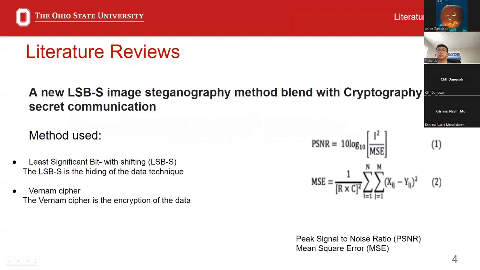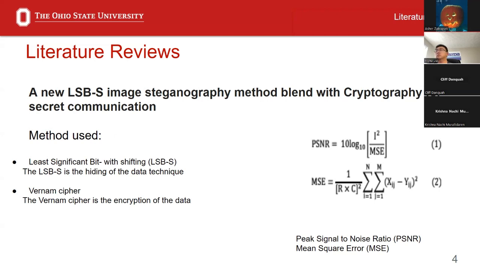This review is from the 2015 Third International Conference on Image Information Processing. In this review, least significant bit with shifting and Vernam cipher encryption are the two methods used to protect the secret communication. The data is encrypted with a transposition cipher, then hidden inside an image using LSB with a shifting embedding method. The PSNR and MSE are parameters used to verify whether these methods really work well.